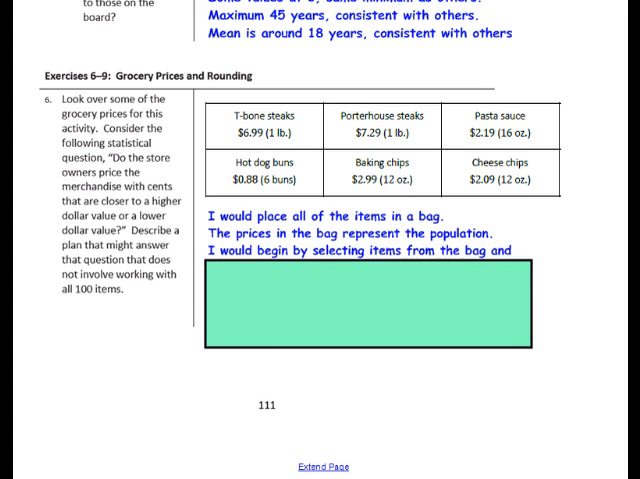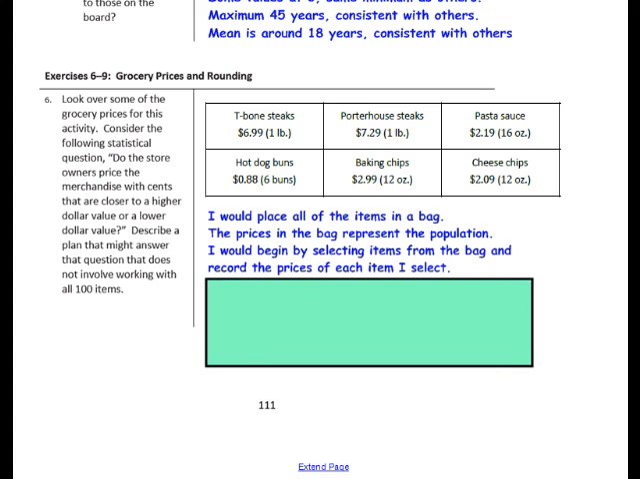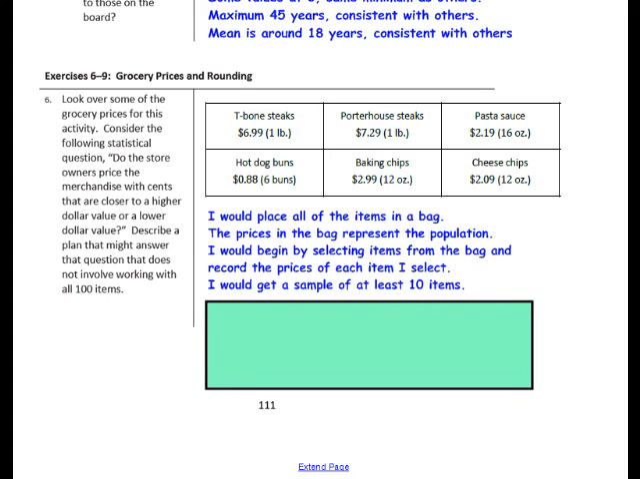Then I would begin by selecting items from the bag and record the prices of each item I select. Every item has an equal chance of being selected, so it is a random sample. And I do this with replacement. So I draw the item out and write it down, but then I place it back in the bag. I would get a sample of at least 10 items out of the 100.